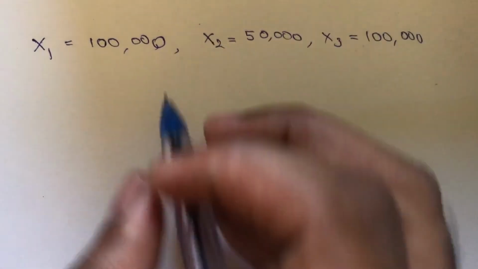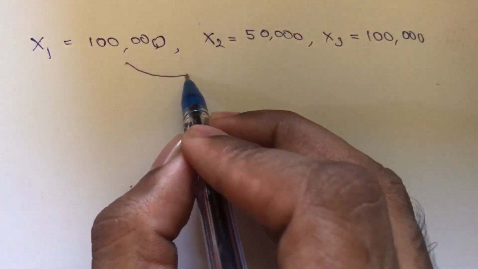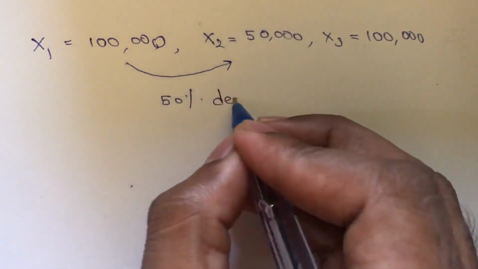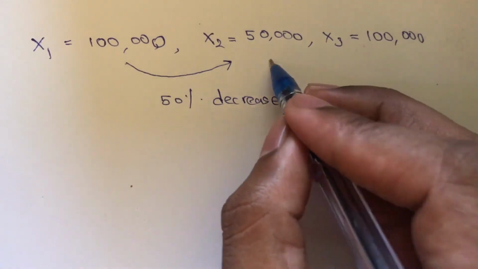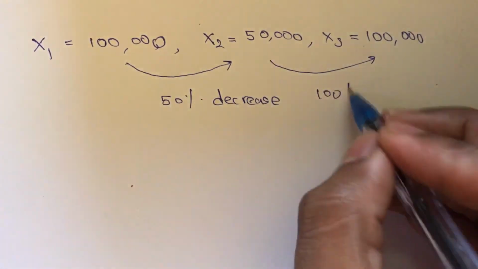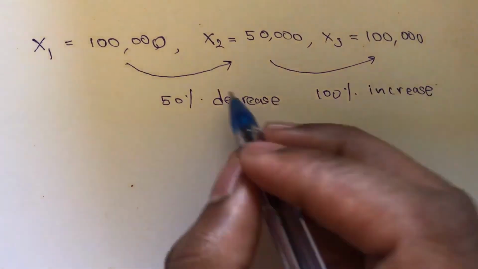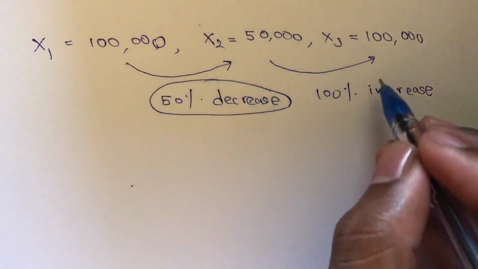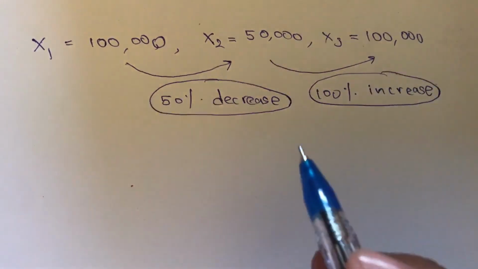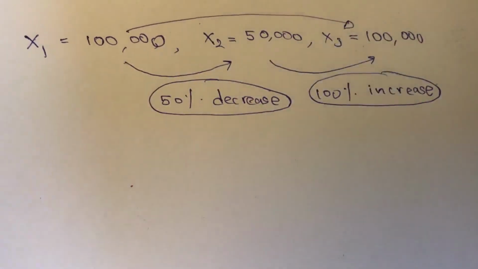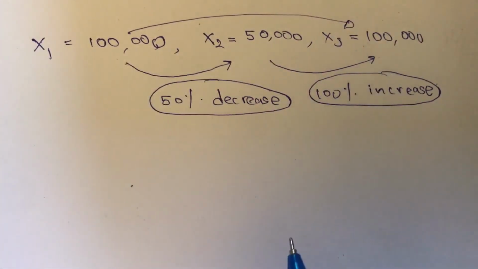Now notice here, from the end of year 1 to the end of year 2, there's a 50% decrease. From the end of year 2 to the end of year 3, there's a 100% increase. So initially there's a 50% decrease and then there's a 100% increase. In total, from start to end, there is actually no change. You started with 100,000 and you ended up with 100,000. So your overall 2-year return is actually 0.